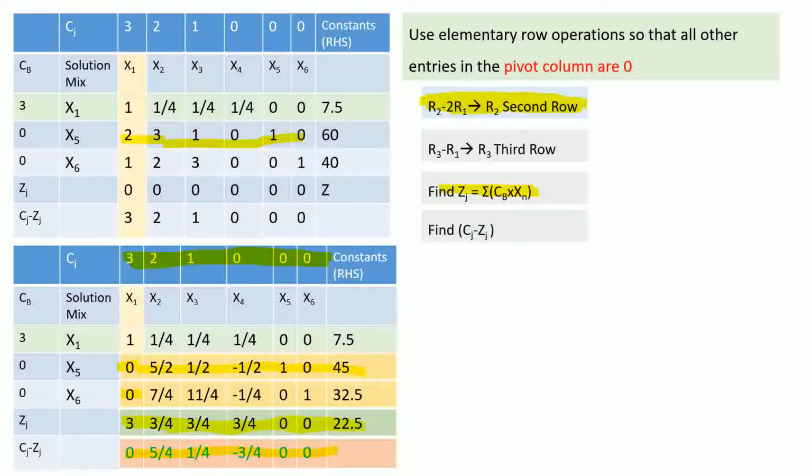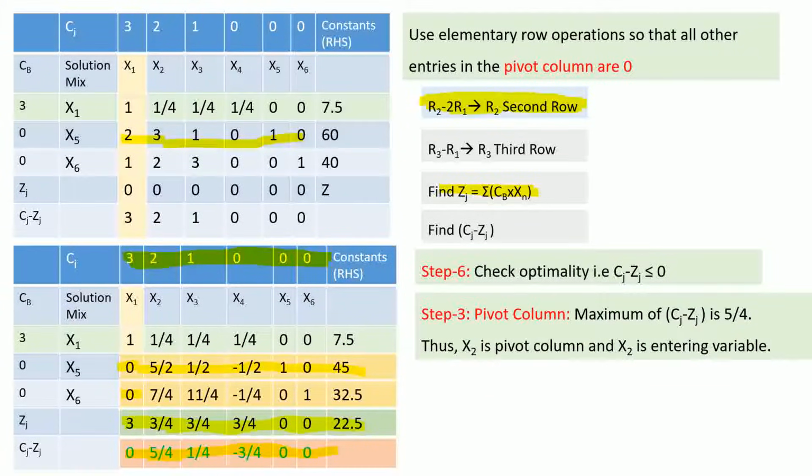Our next step is to check whether it has arrived at optimality or not. So we have to check whether all the cj minus zj values are less than or equal to 0. As you see here, the two values, 5 over 4 and 1 over 4, are greater than 0. So we haven't arrived at the optimal solution. Now we have to go back to step 3 to repeat the iteration again.